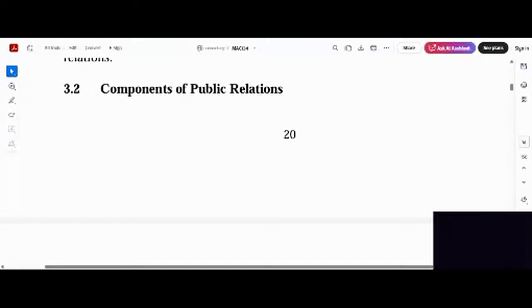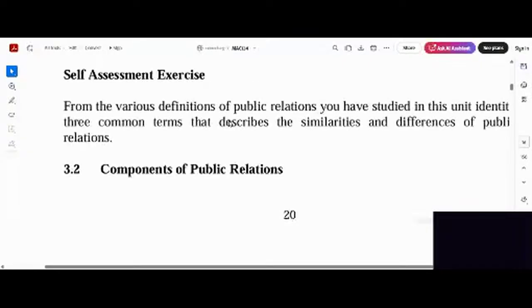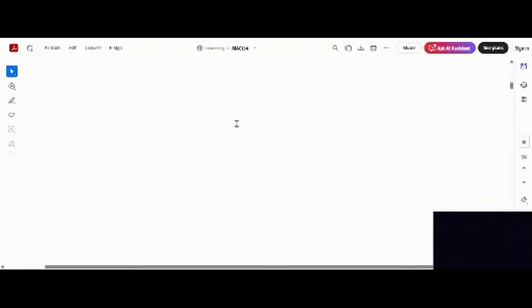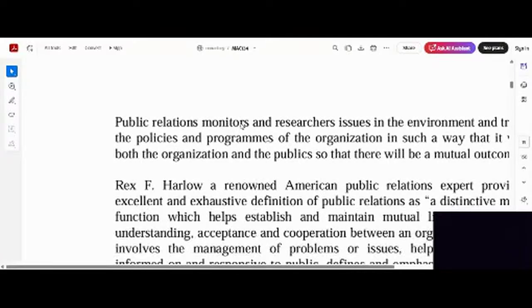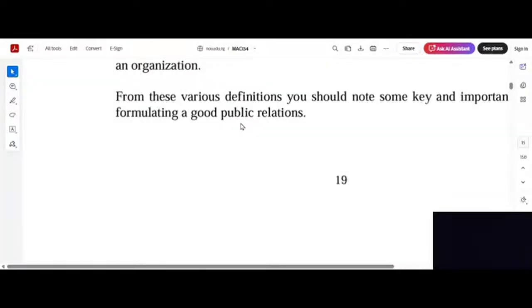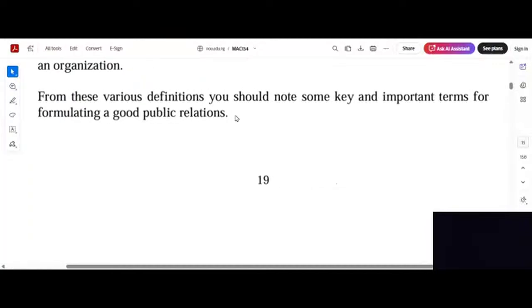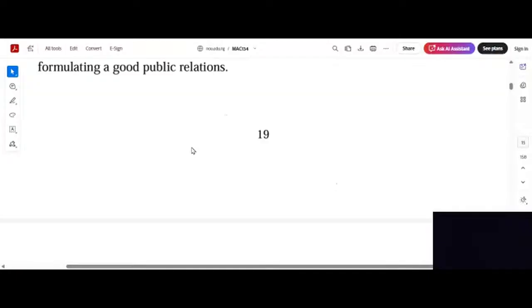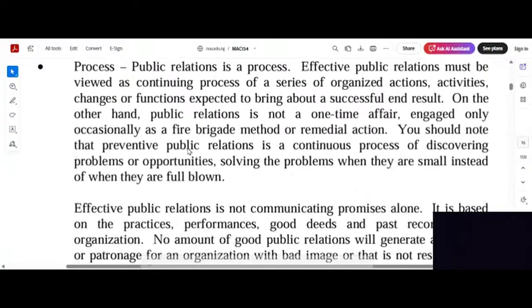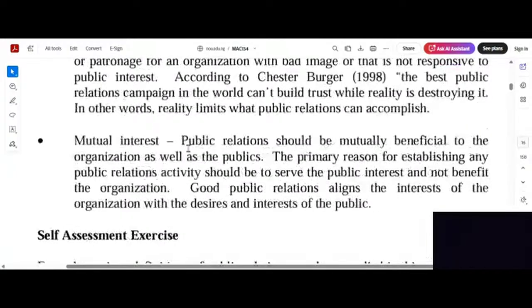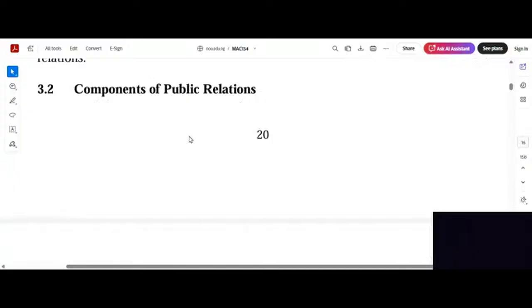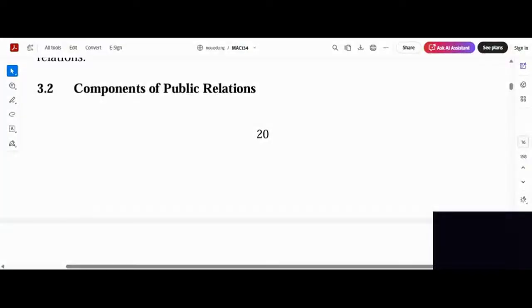That is components of public relations. But before then, should we say factors, important terms that partake in the definition of public relations? We say public relations is deliberate, is planned, it is a process, of course, it's a mutual interest. So we talked about everything there is to talk about to help us appreciate and understand what public relations is all about.